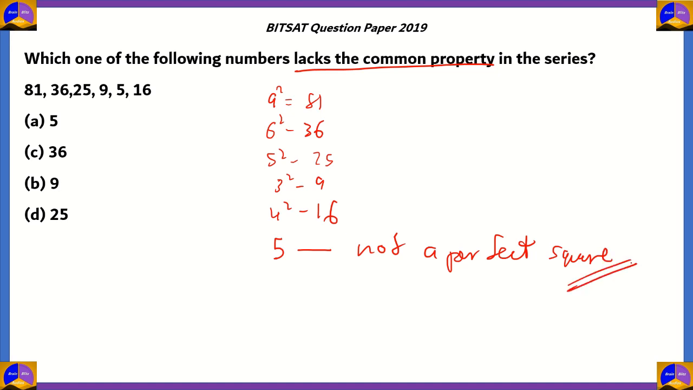The square root of 5 is actually under root of 5, which is a decimal. So it's not a perfect square. So therefore, option A, 5, is the correct answer. It lacks the common property. 36 is a perfect square, 9 is a perfect square, 25 is a perfect square. So options B, C, and D are incorrect.